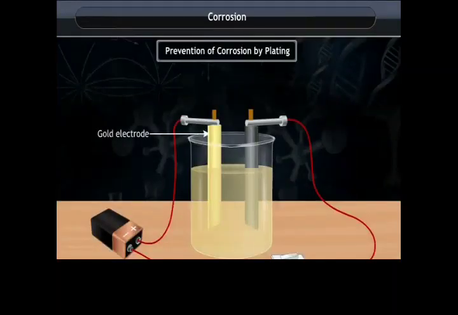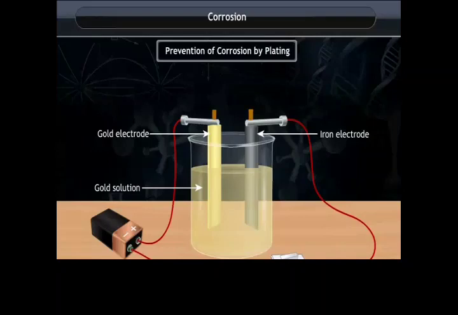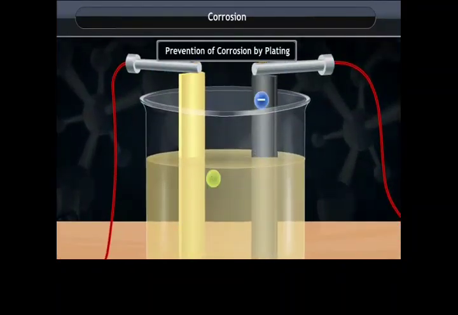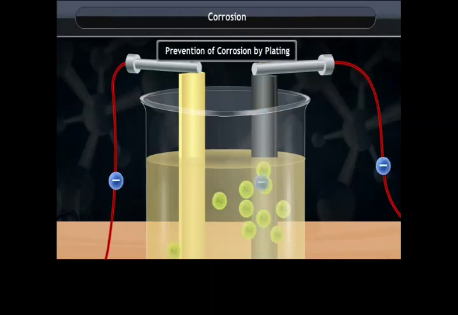Plating. Let us see. Put some gold and iron in the gold solution. Connect the gold electrode with the positive terminal of a battery and the iron electrode with the negative terminal of the battery. When current is applied, the gold on the positive electrode dissolves into the solution and gets attached to the surface of iron on the negative electrode. After some time we see that the iron is covered with gold.